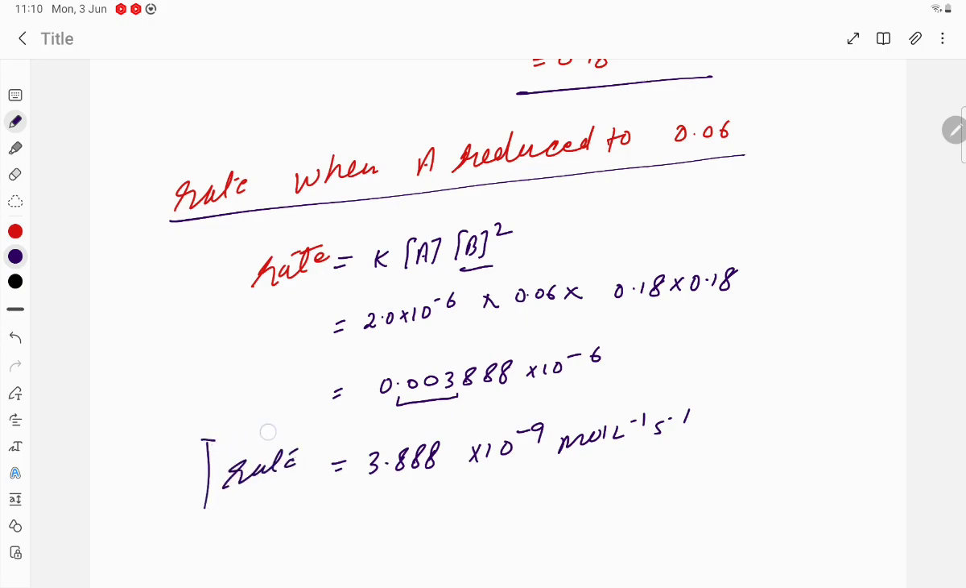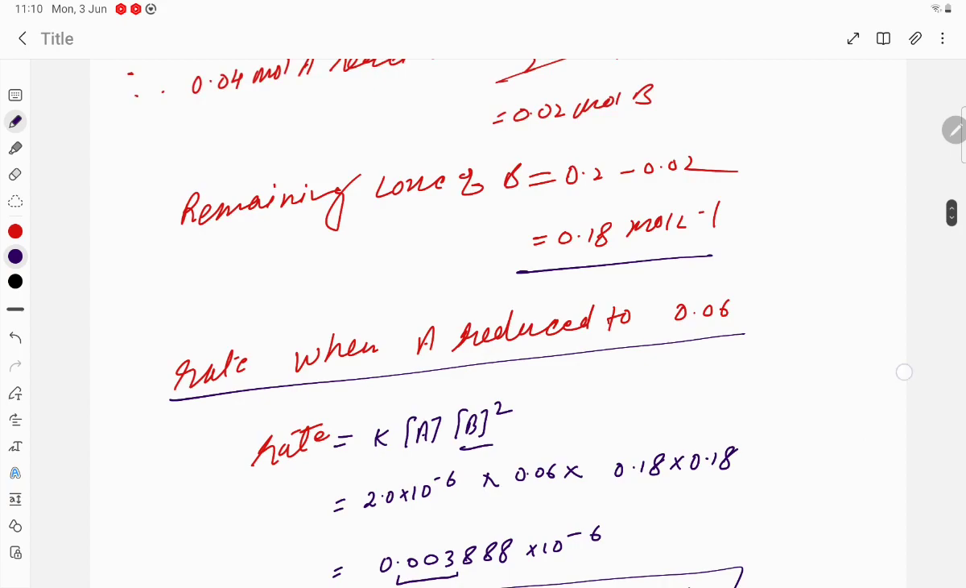So this is a very simple question, student. You follow the step by step process, you will be able to understand.